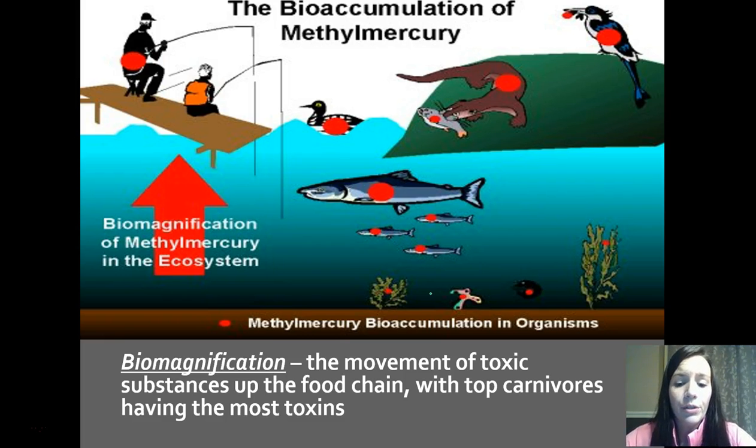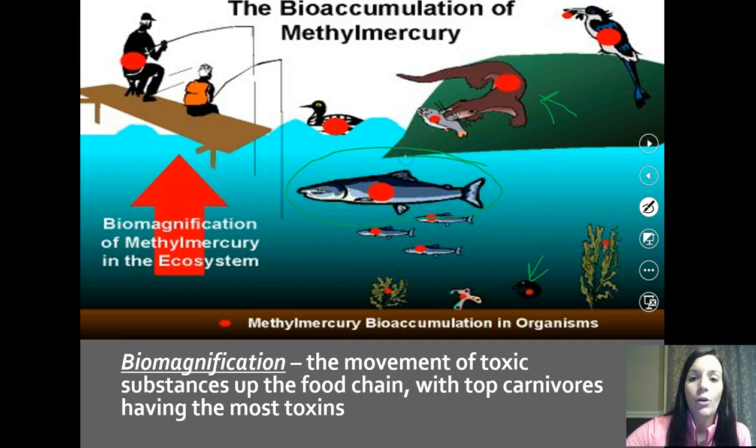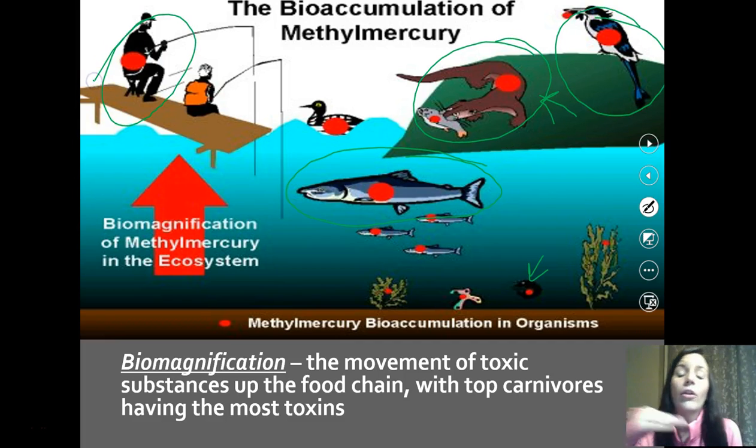So the two terms you need to know then are biomagnification. Biomagnification, first of all, is the movement of toxic substances up the food chain. In this situation, the top carnivores have the most toxins. If you look here, these red dots represent the amount of mercury in each of these animals. If you look, the biggest animals, the fish, the otter, the bird, the human, those are your top carnivores, and they're the ones that are eating the most.